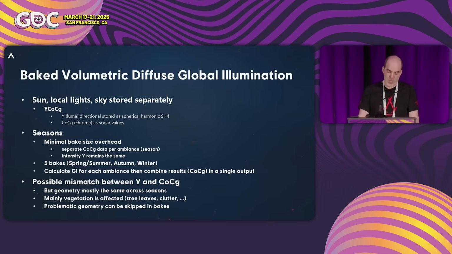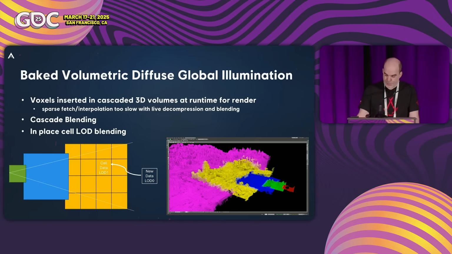And it's clearly an approximation. If you want to break it, you can break it, because there can be a mismatch between luma and chroma values, for example, if a geometry changes between seasons or doesn't exist in each season. But in practice, a lot of vegetation is heavily affected by seasons, and problematic geometries can be flagged out and skipped in the bakes. So a tech artist can just remove problematic objects. In practice, we didn't have many problems.